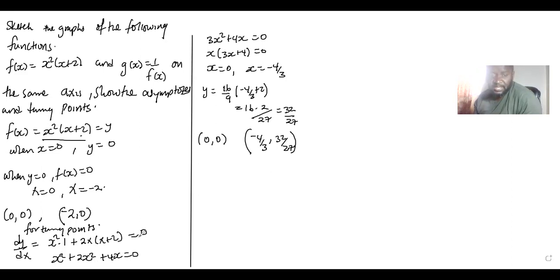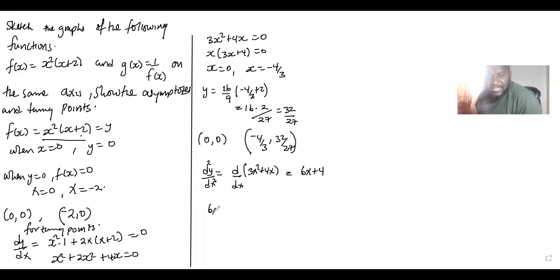And I wanted to use the second derivative. If I differentiate the second time, I'll have to differentiate with respect to x. I'll have to differentiate this one, the 3x squared plus 4x. When I differentiate, I get 6x plus 4.